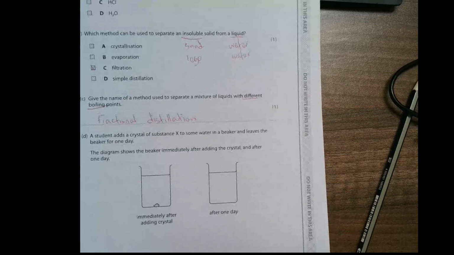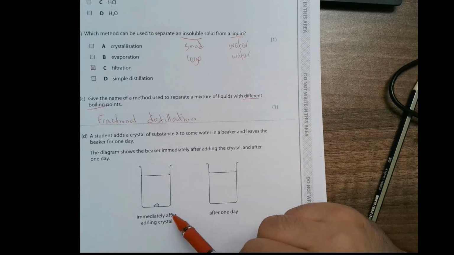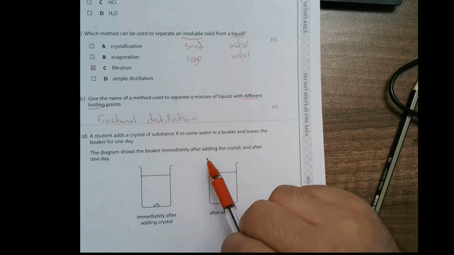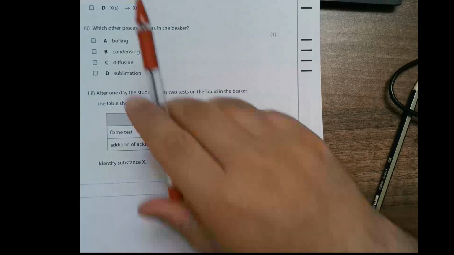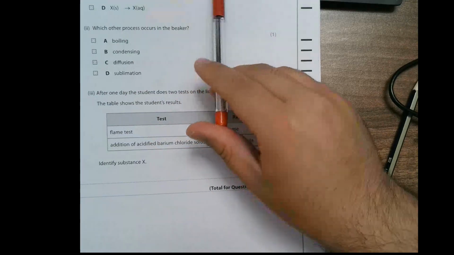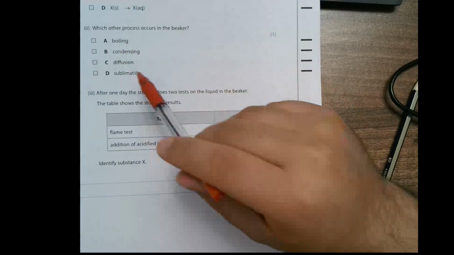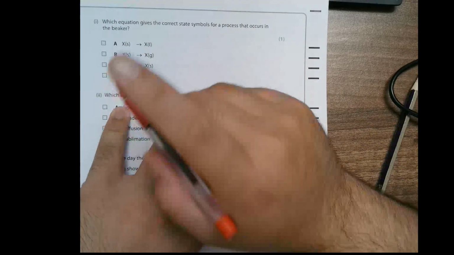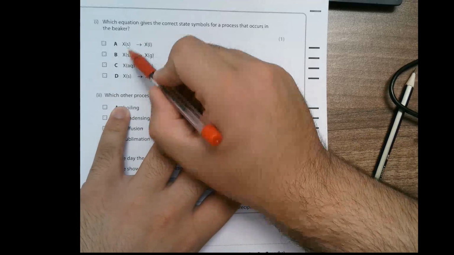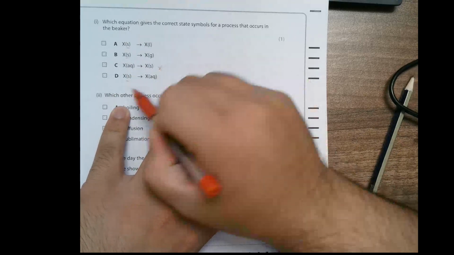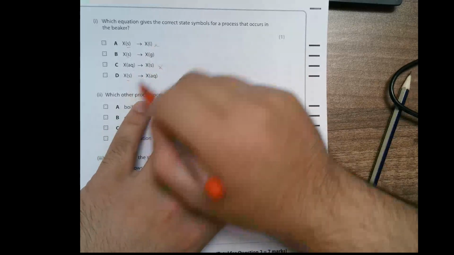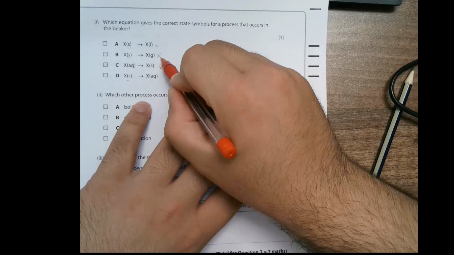Now, 2D says a student adds a crystal of substance X to some water in a beaker and leaves the beaker for 1 day. The diagram shows the beaker immediately after adding the crystal and after 1 day. The question says, which equation gives the correct state symbol for a process that occurs in the beaker? Let me just put this a little bit down so you can see it. Out of these equations, we know that the substance started as a solid, so it could be any of these. C is definitely not the right one. We can rule that one out. At the end, the substance didn't turn into a liquid. That's not the right answer. It also did not evaporate, so we can rule that one out as well.